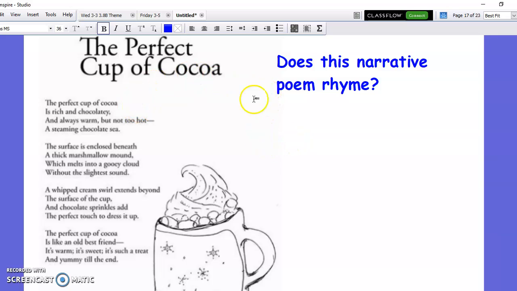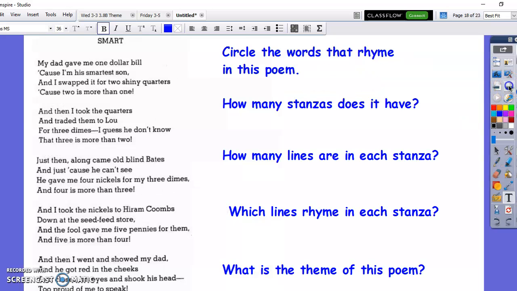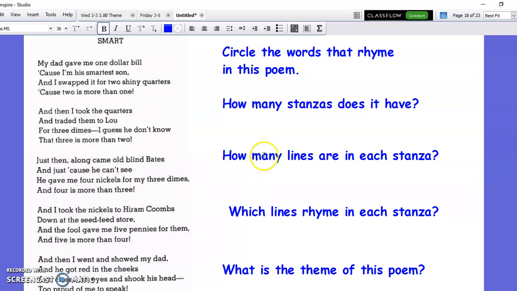And you're going to read this poem and answer, does this narrative poem rhyme? And then we'll do this together in class. We're going to read this poem. We'll circle the words that rhyme. We'll answer how many stanzas it has, how many lines are in each stanza, and which lines rhyme in each stanza. And talk about what the theme is. It's another example of a narrative poem.